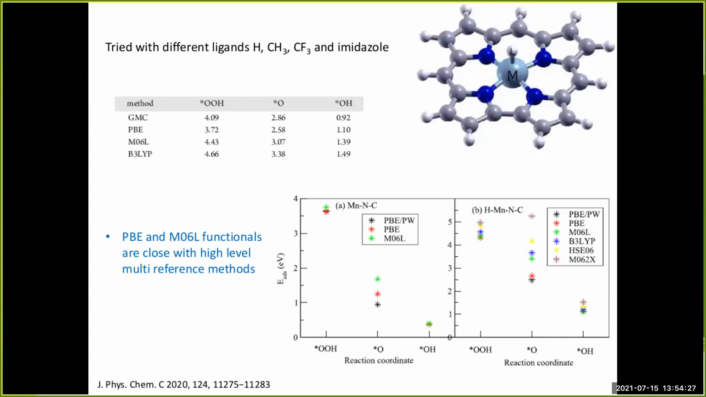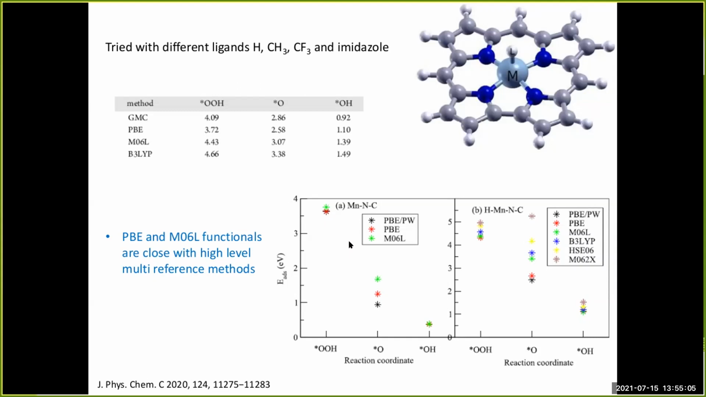Here I studied metallocorroles with different metal centers: manganese, iron, and cobalt complexes. L is the ligand I considered here, with H, CH3, CF3 and imidazole complexes. We tried various levels of theory, and we don't know which method is more accurate. So for method validation, we compared our data with the generalized multi-configuration method. We can see this one is underestimating and this one is overestimating, so we consider these two methods.